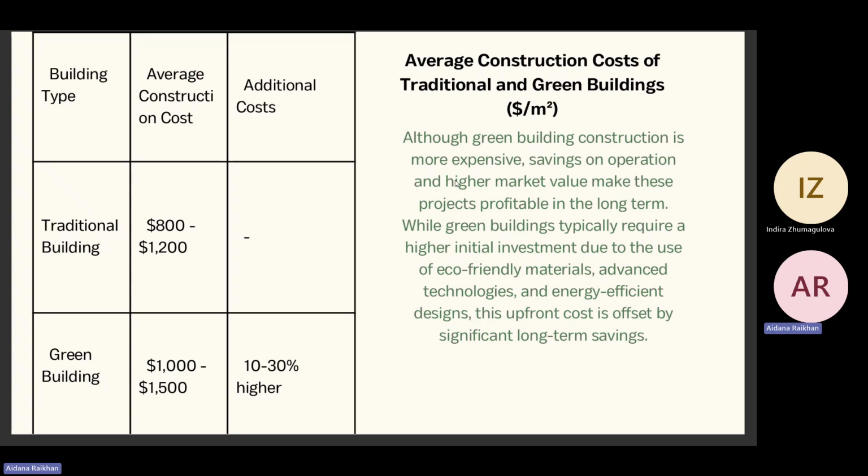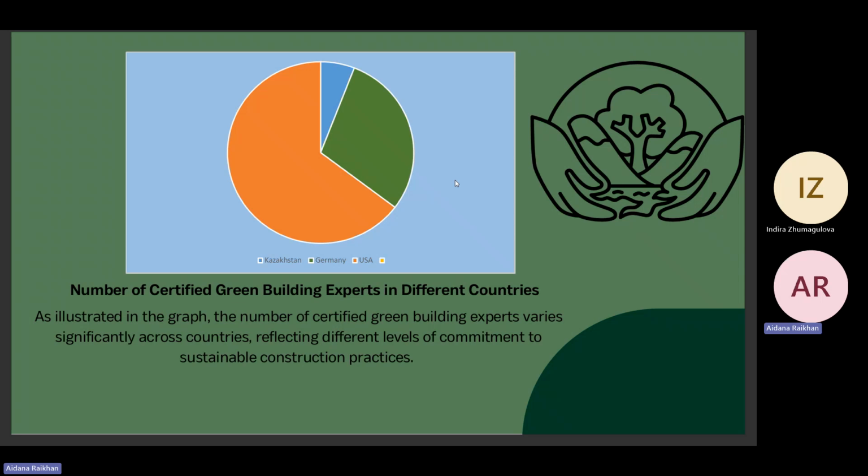In the next table, the table is average construction costs of traditional and green buildings. In the next diagram, number of certified green building experts in different countries. The diagram illustrates how the number of certified green buildings experts varies across countries, reflecting different levels of commitment to sustainable construction practice.